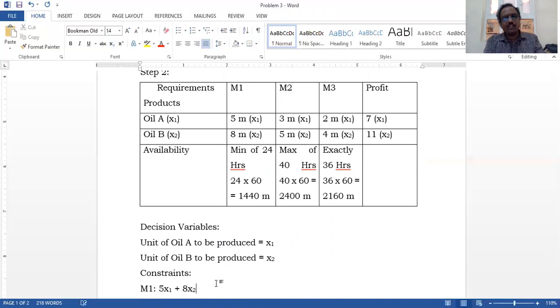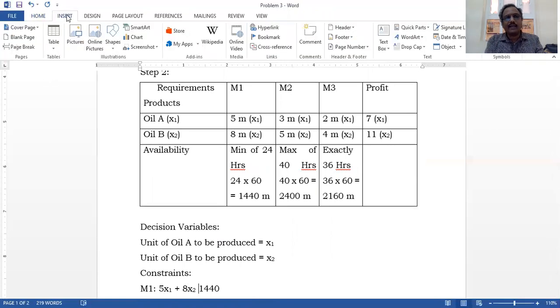But we are going to check the condition. The availability is 1440 minutes, but we have to use it minimum. So when we say minimum, we are going to express the constraint as greater than or equal to. So I am going to put greater than or equal to. So 5x1 plus 8x2 is greater than or equal to 1440.